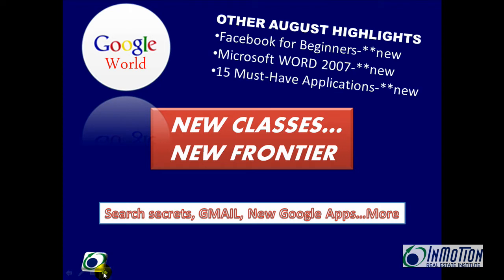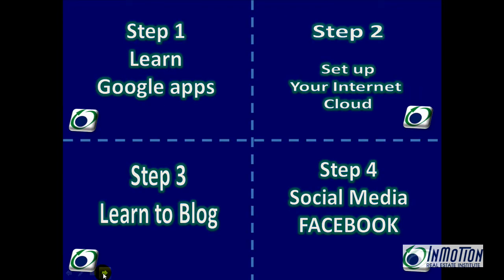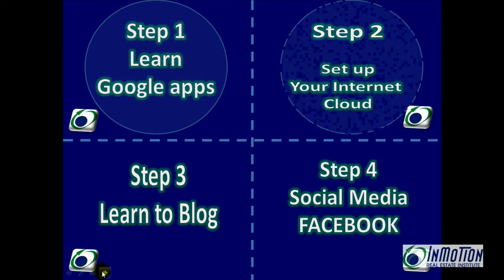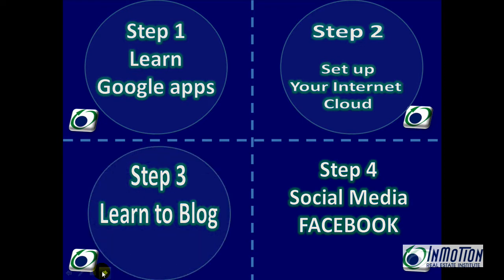Now, we want to do things in order. Unlike in the past, when we've just taught classes, we want you to follow some key steps. It's important before you start your social media journey that you understand how the puzzle fits together. There is a step 1, which involves learning Google and Google applications. Then we want you to set up your internet cloud, and I'm going to show you that in a few seconds. Step 3 is about learning to blog.